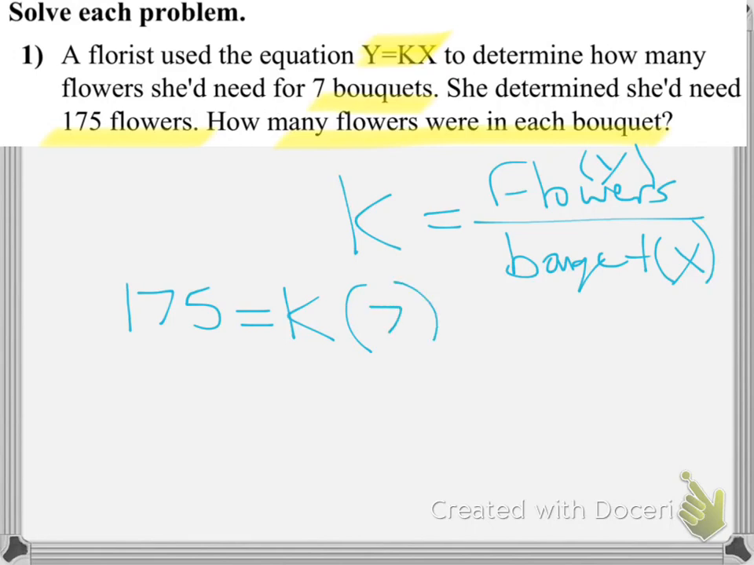And if you have that, you can do the inverse operation. So this is k times 7. So we divide both sides by 7. These 7s cancel out. So k is equal to 175 flowers over 7 bouquets, which means k is equal to 25 flowers.